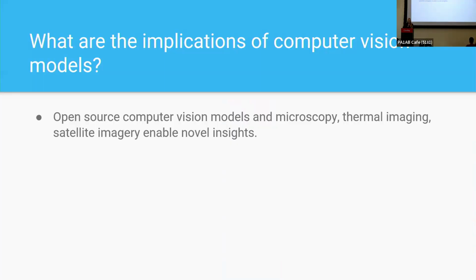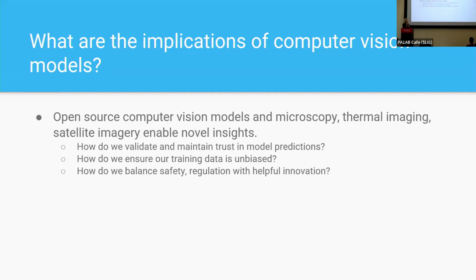So I think these 3 examples raise a lot of questions. For my own project and for many of these, the model was open sourced. We just fine-tuned it. The satellite imagery was also open sourced. So together, the model plus this imagery allows such incredible capabilities, but also raises questions, right? How do we validate and maintain trust in these model predictions? How do we make sure that our training data is unbiased? And how do we balance safety and regulation with helpful innovation?